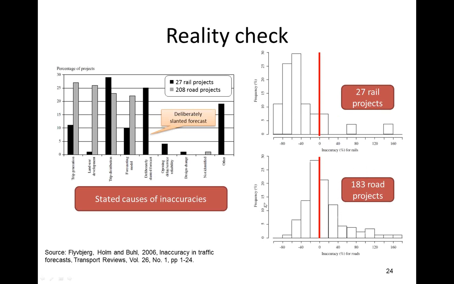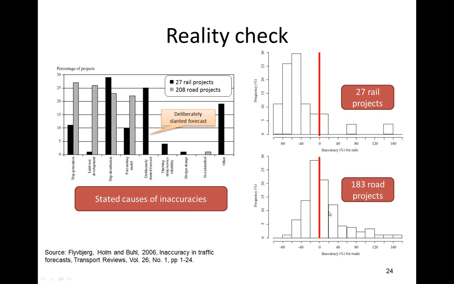Okay, a reality check. This graph shows you the documented accuracy of the 4-step model. In the case of road projects, it's about plus or minus 30%. While it doesn't seem so accurate, it's not so bad because there's a spread, and there is no bias or very limited bias, in the sense that on average it is not overestimating or underestimating, but there's a spread across 0.